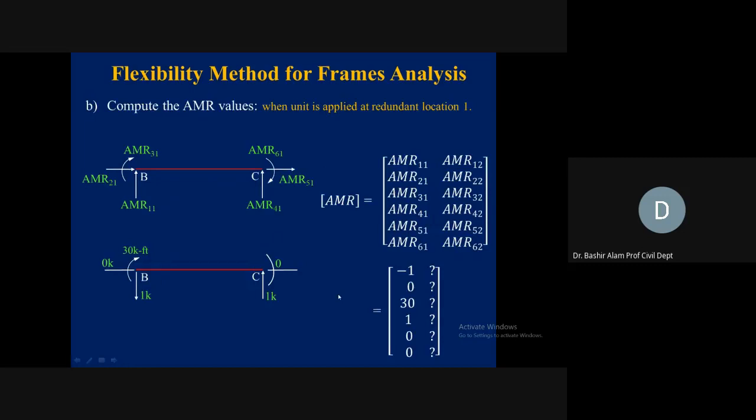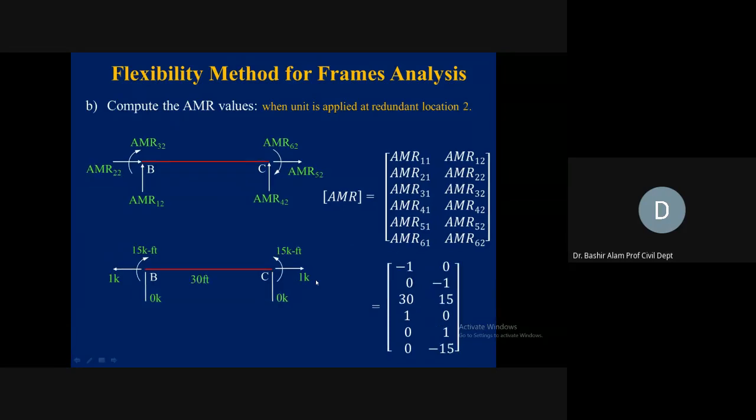Next, the AMR first column. The AMR first column will come from where we calculated the small m AM1 value. This is the BC. These are the positive references, the labels and their positive directions. AM11 is -1, AM21 is 0, AM31 is 30. And here you see these numbers in the first column. Then AM41 is 1, this one is 0, and this one is also 0. So the first column of the AMR matrix is complete.